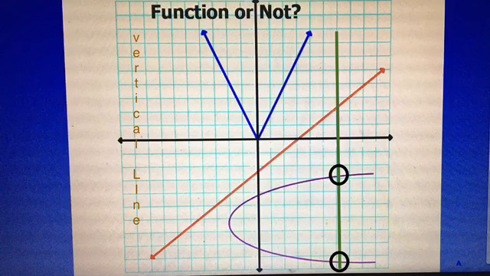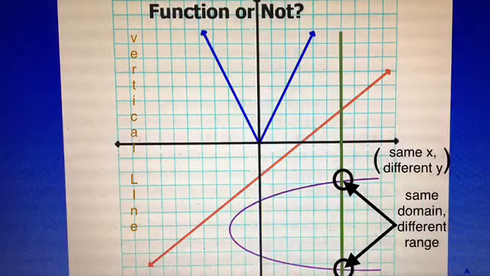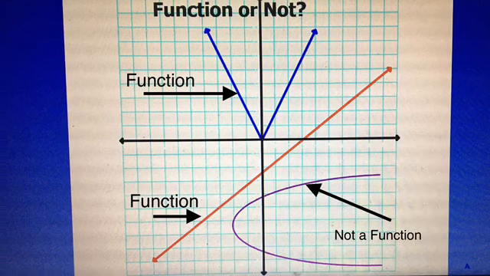As I continue to move to the right, my vertical line only touches the blue line or the red line in one spot at any given time. However, it is continuing to touch the purple line in two different locations. This indicates it has the same domain, but a different range. For instance, with the soda machine, it's like hitting the same button, but getting a different drink out each time. So the graph of the blue line is a function. The graph of the red line is a function. But the graph of the purple line is not a function.